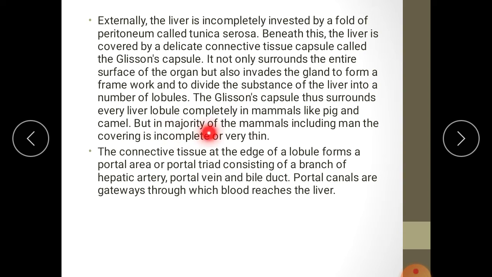But in the majority of mammals, including man, the covering is incomplete or very thin. The connective tissue at the edge of a lobule forms a portal area. At the corner of each liver lobule, a triangular shaped portal area is formed. This is also called the portal triad, consisting of a branch of hepatic artery, portal vein, and bile duct.